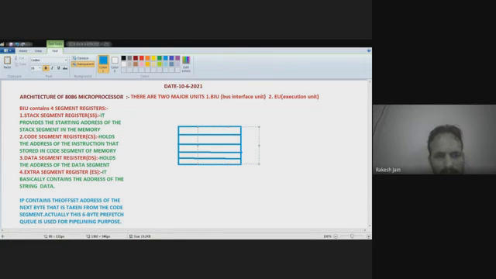Code segment, I just write down code segment, stack segment, data segment, and extra segment, along with the IP. Okay, so these are the different segments.